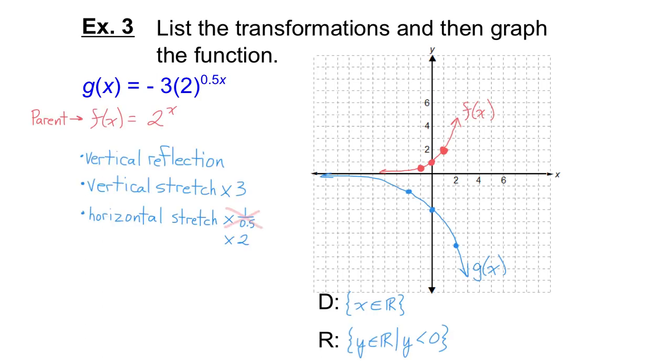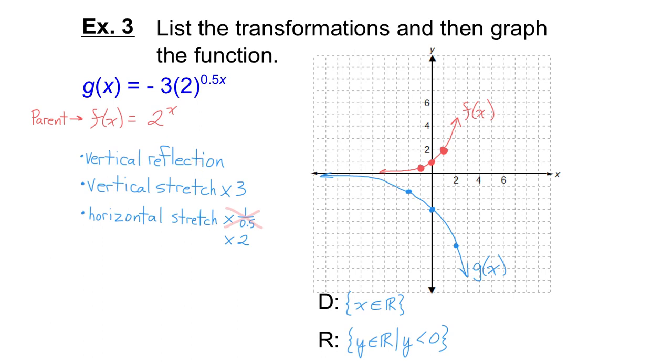So here's what I got. The parent function has a base of 2, so 2 to the x looks like this. I have an a value of negative 3, so that means I have a vertical reflection and a vertical stretch times 3. The k value is 0.5, so when I multiply by 1 over 0.5, what am I doing? Well, 1 divided by 0.5 is 2, so I'm actually multiplying by 2. That means I have a horizontal stretch. My horizontal values, my x values, are going to double times 2.